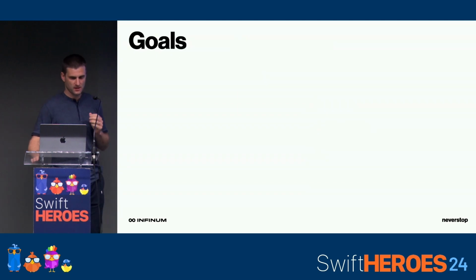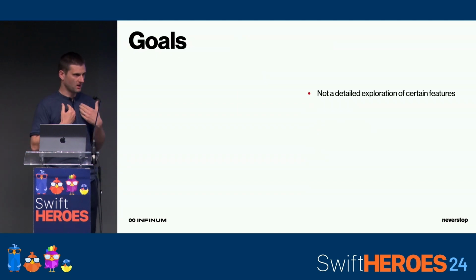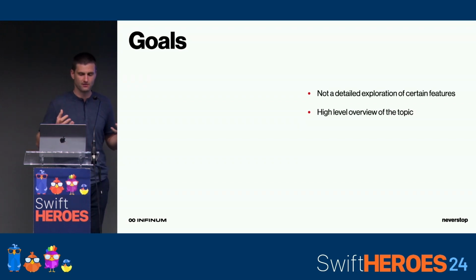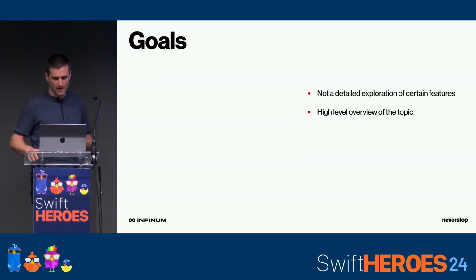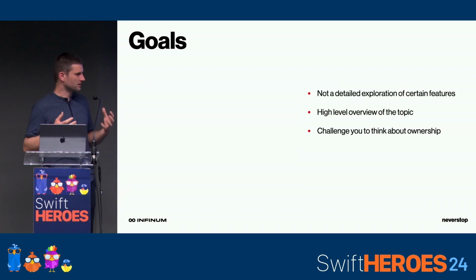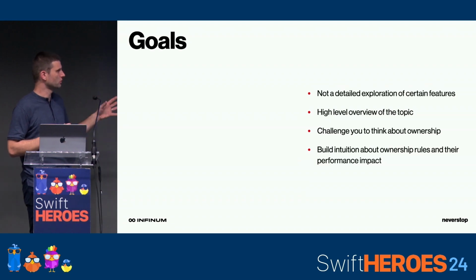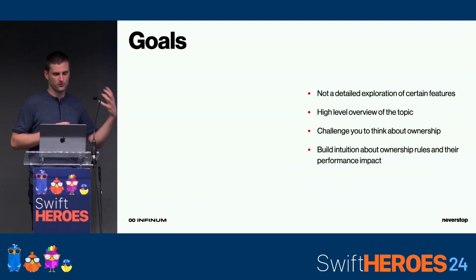Okay, so some goals for this talk. I'm primarily an application developer myself, and it was very important for me to understand this topic from a high level, to understand high-level concepts. So I don't want this to be a detailed exploration of certain features. I want to provide a high-level overview of the topic. And I want to challenge you to think about ideas such as ownership more explicitly. And finally, there will be a bunch of benchmarks, so I want to build intuition about ownership rules and their performance impact.